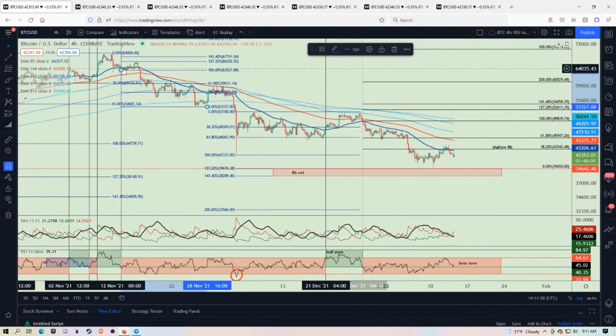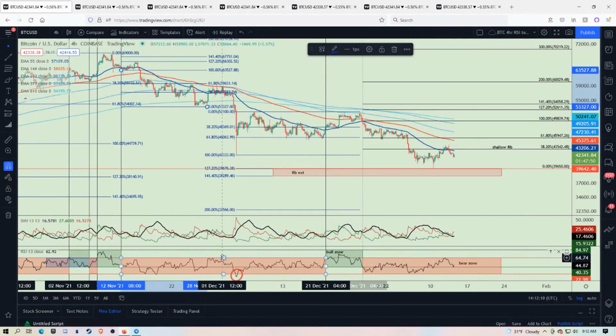So basically, if you got in here and it worked its way down to this low and it pops up, it actually went all the way up to the 61.8% level right here. But this is where these zones come in and are really important, because when these candles settled, the RSI never clicked back up into the bull zone.